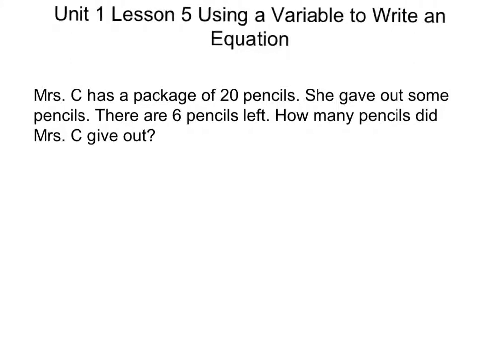Alright, this is Unit 1, Lesson 5, using a variable to write an equation. So I provide an example here, a question that the students would come across in their textbooks. This is very similar to what they would find.